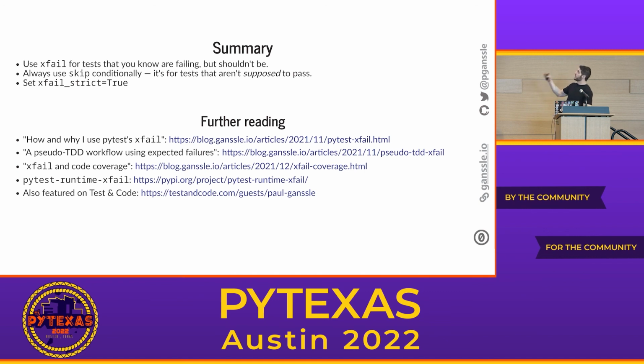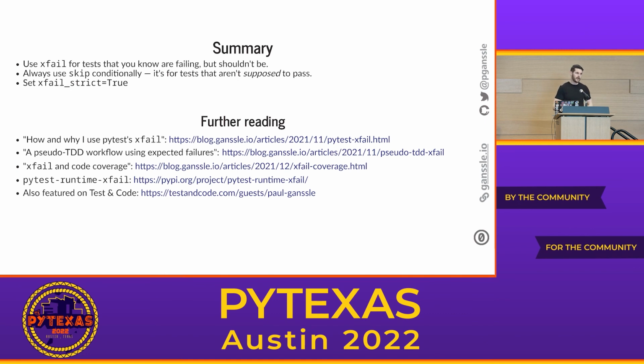I thought I would summarize a little bit. If you take anything away from this, it should be maybe that xfail is for tests that you know are failing but shouldn't be. Skip should always be used conditionally, because that is for tests that aren't supposed to pass. And you should always set xfail strict equals true.